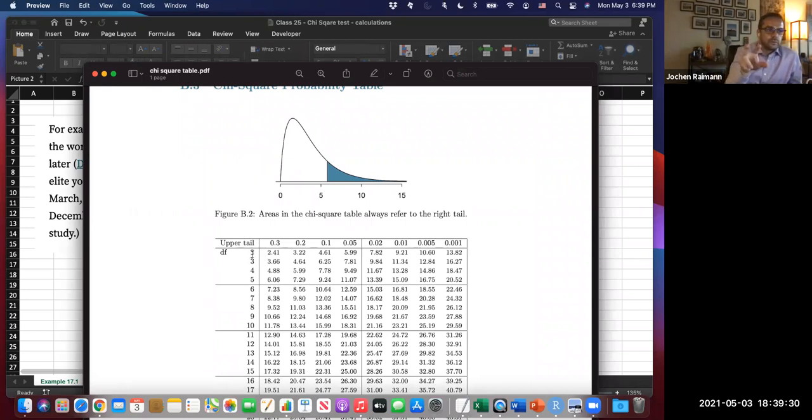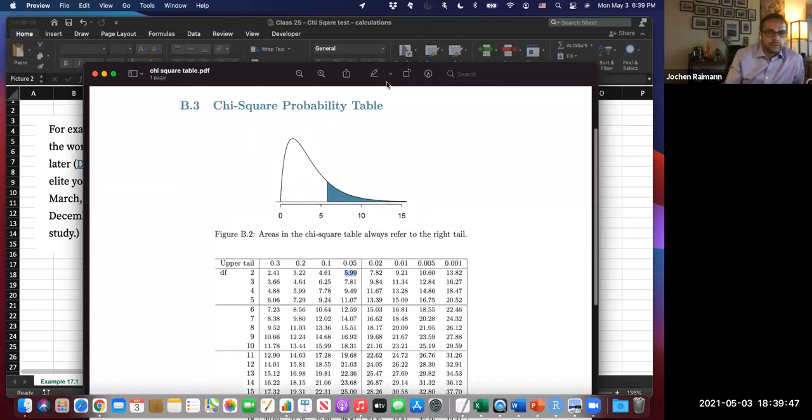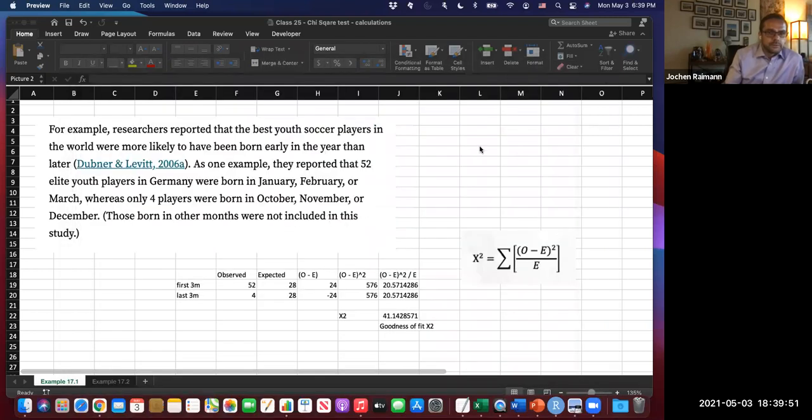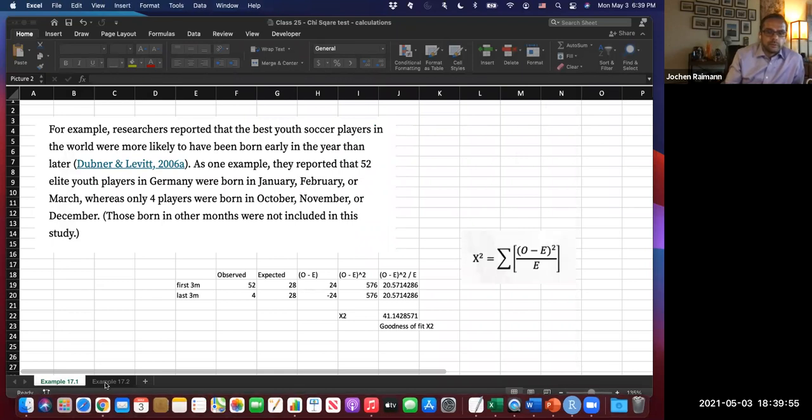So it's 2 columns, 2 minus 1 is 1. There's 3 rows, 3 minus 1 is 2. 2 multiplied by 1 is 2. And our p-value threshold of 5% gets us to a critical value of 5.99. Good. So this is this. So now we're moving on.